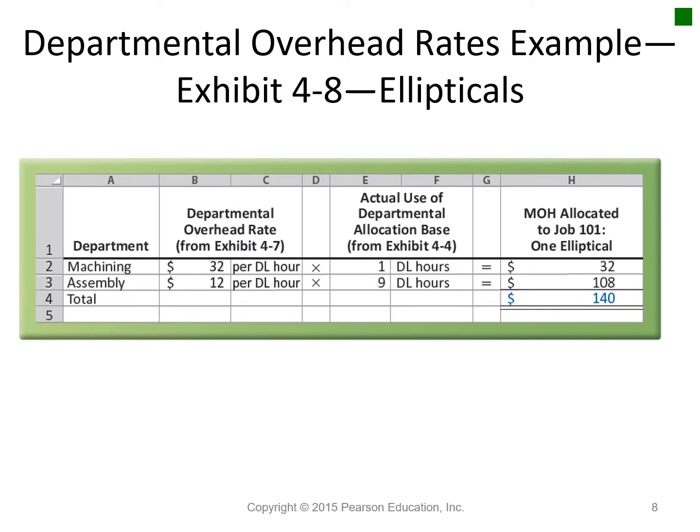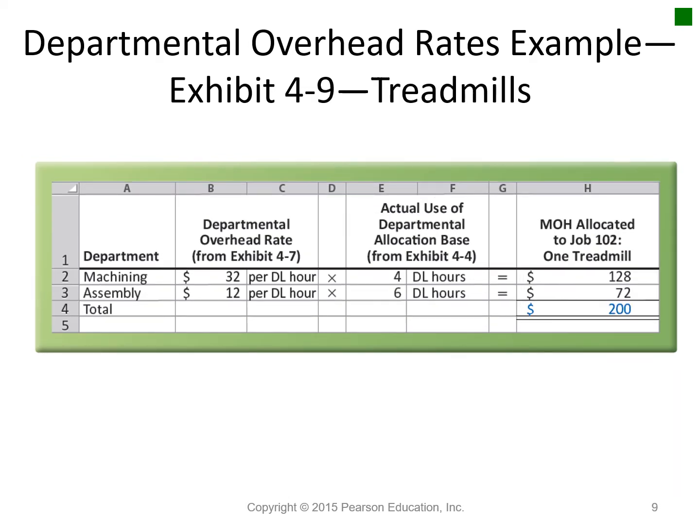So then again, for machining, you take that $32, here's your rate, and here's your activity, multiply that by 1, you get $32. For assembly, you take the $12 times 9 hours, you get 108. So that would be your allocated overhead for this particular job on the elliptical. For the treadmill, same thing. Notice you're tying in the specific direct labor hours for each particular department. Again, the rate times activity, 32 times 4 would be 128, 12 times 6 is 72, and so that would be the amount of overhead for the treadmill.